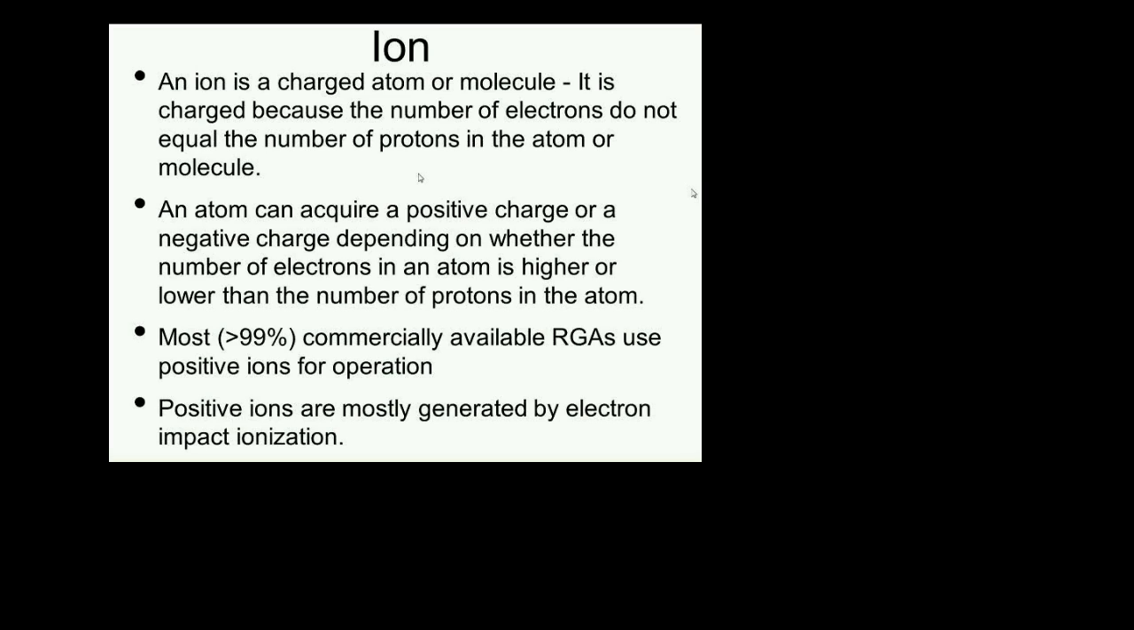Then in most of the RGAs that you buy commercially available, I would say greater than 99% again, the ions are made by electron impact ionization. So today, we are only going to be talking about residual gas analyzers that make positive ions, and we're only going to be talking about positive ions that are being made by electron impact ionization.